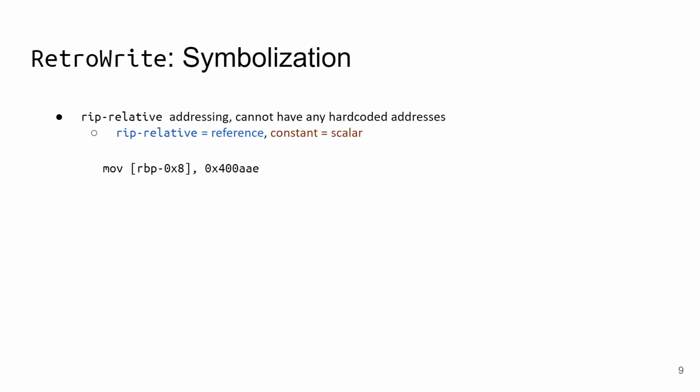Going back to the example from one of the previous slides, if the constant value were a reference, it would be relative to the instruction pointer, otherwise it would simply be a scalar. Therefore, this reduces the problem of identifying scalars as references to either seeing if the operand is relative to the instruction pointer or simply a hard-coded constant.